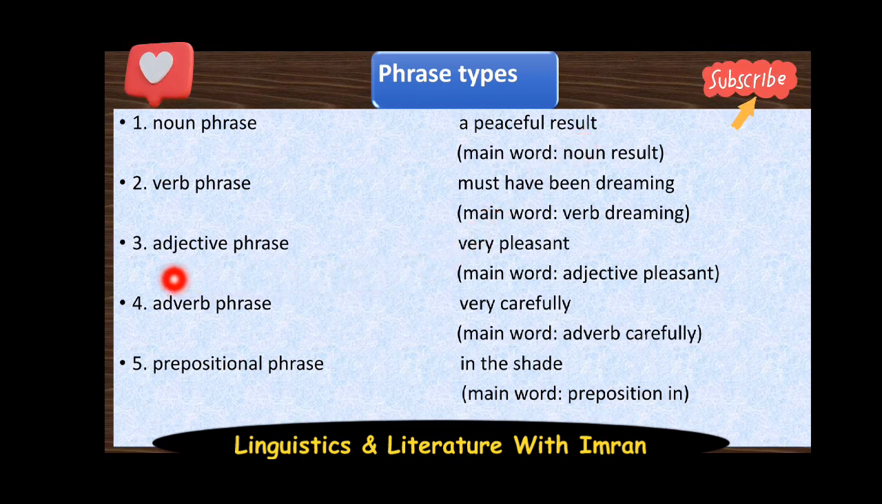Similarly, we have the adjective phrase. An example of an adjective phrase is "very pleasant." In "very pleasant" the main word is "pleasant," not "very." Even if you remove "very," "pleasant" would still be called an adjective phrase, right? So the main word in this phrase is "pleasant." That's why we call it an adjective phrase.